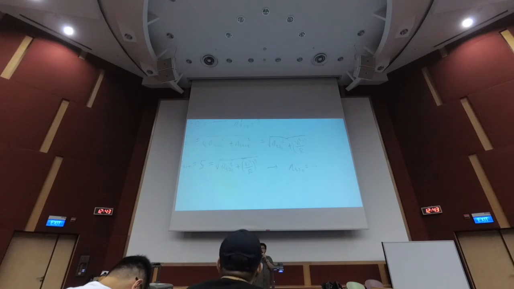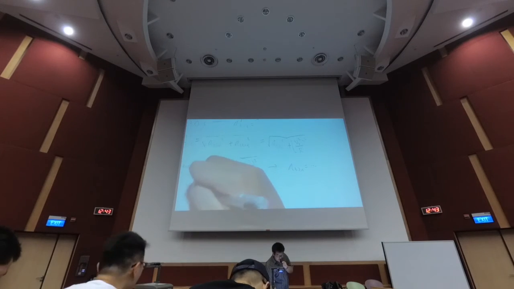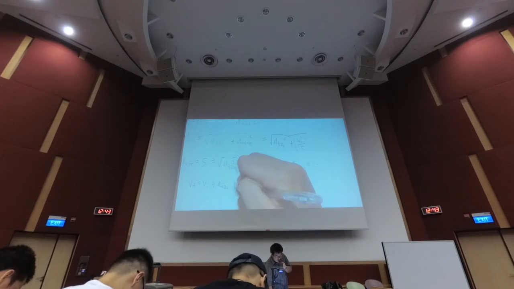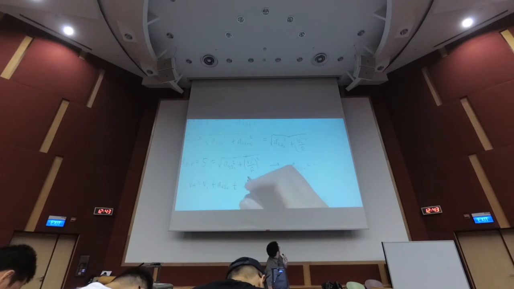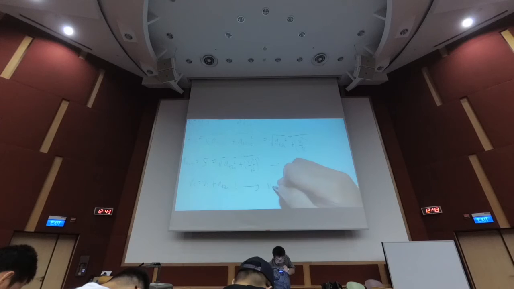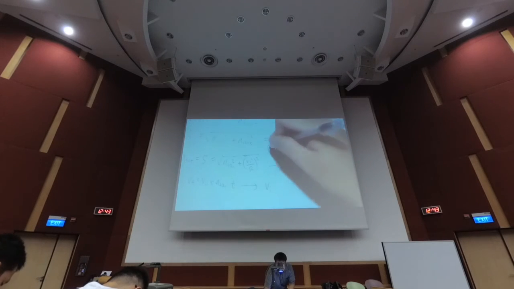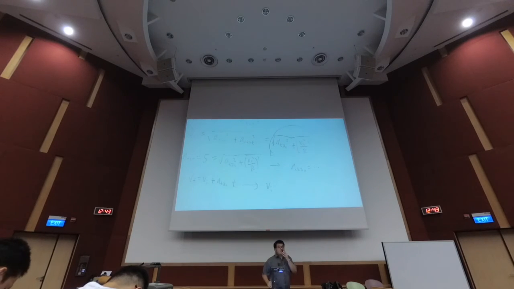After you have found the tangential acceleration, you can simply use the kinematic equation to find vi. We can use vf equals vi plus tangential acceleration times t. From here you can find vi. Then you substitute everything back into this expression, and that's it.